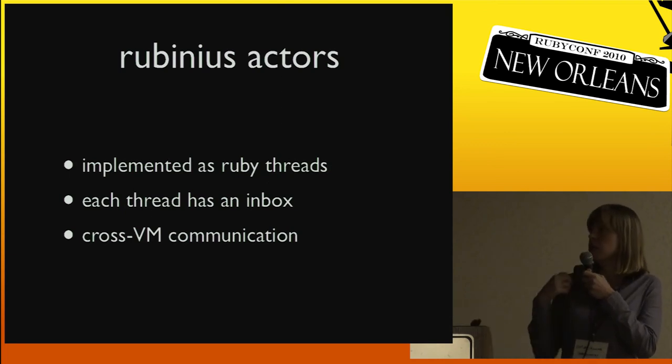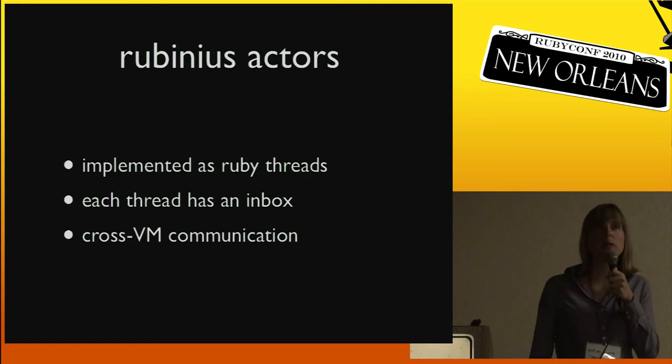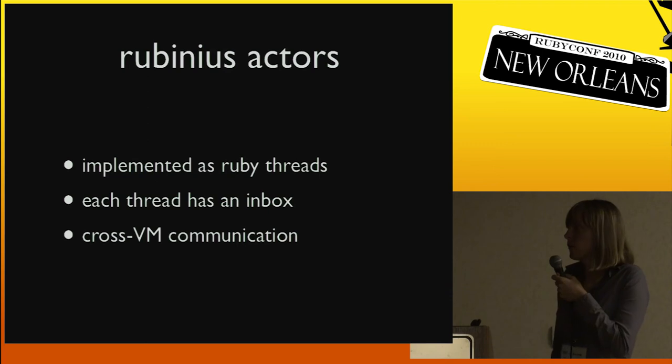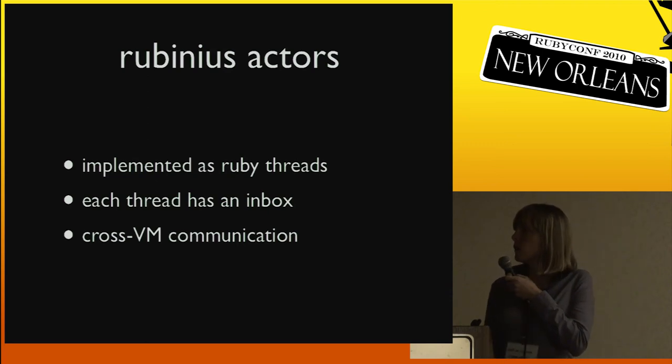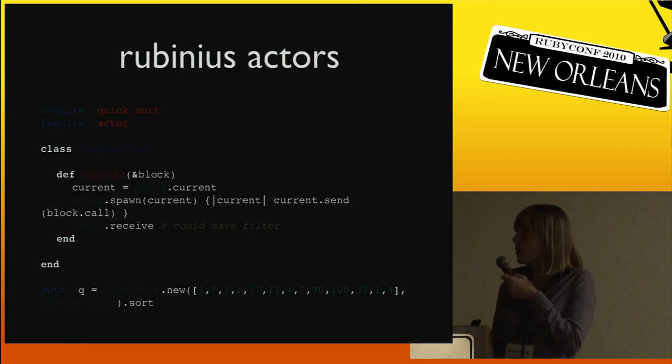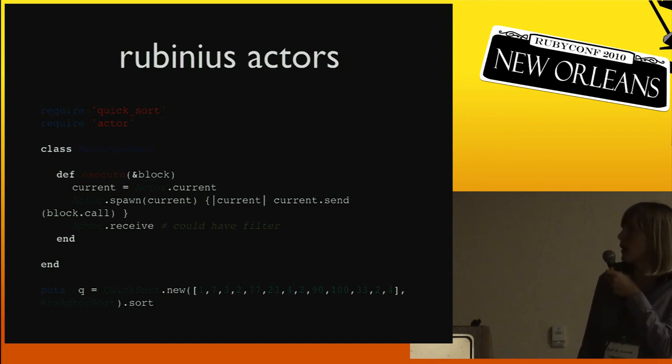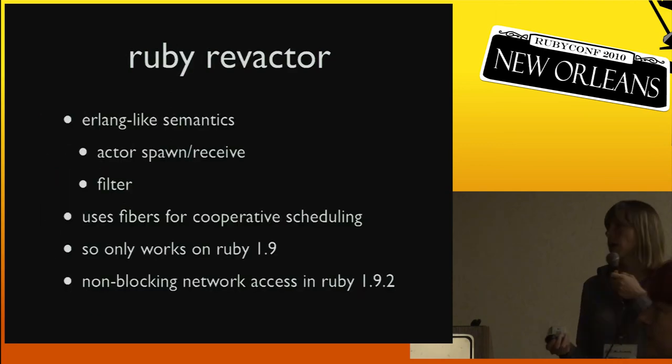Now, in Rubinius, there's actually something called actors as well, which is, I think, based on Erlang, vaguely. And it's implemented as Ruby threads with a mailbox. Again, another example with actors. And basically, it has more or less the same syntax as the Erlang.